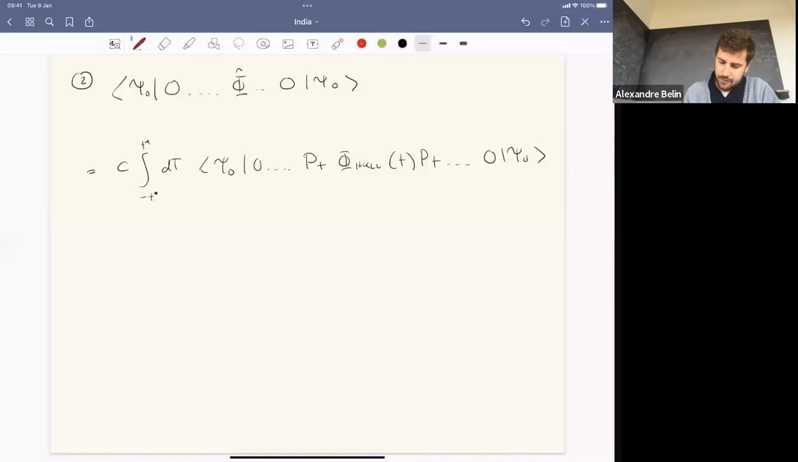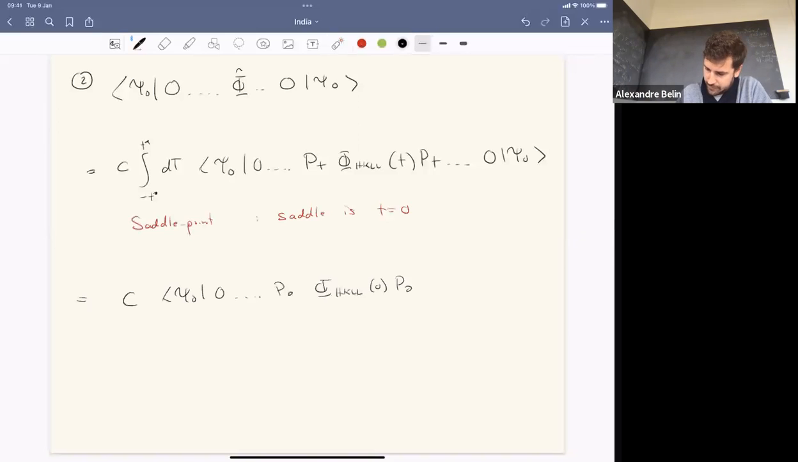So now you evaluate this by saddle point, and the saddle is at t equals zero. At t equals zero, what happens? Well, you have this constant, and you just get psi zero, projector P0, phi HKLL of 0, P0. But then you can get rid of the P0s because they're just acting on psi zeros. There's a finite number of operators between them, but that doesn't matter because P0 projects onto the entire code subspace, plus 1 over n corrections. Now you see that you recover what you wanted: it acts the same way on the code subspace as the HKLL operator. So this is the second one.